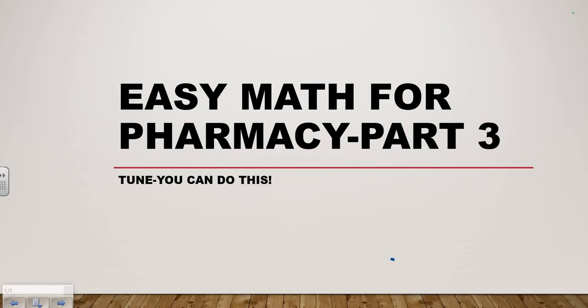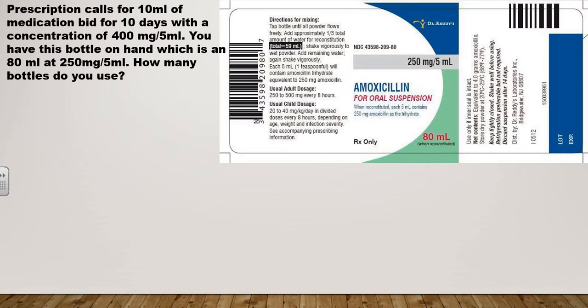So I'm going to go through the same problem and then an additional one just to reinforce the steps. Okay, so you have a prescription that calls for 10 milliliters of medication, BID, for 10 days with a concentration of 400 milligrams per 5 milliliters.